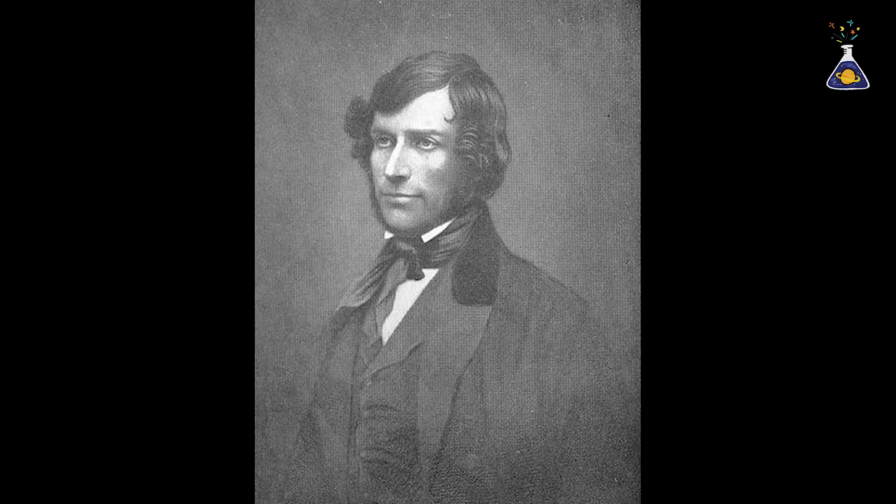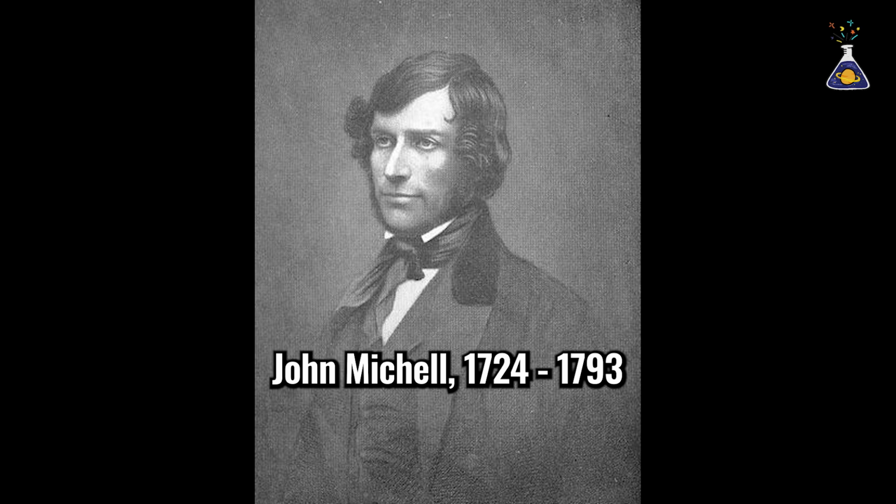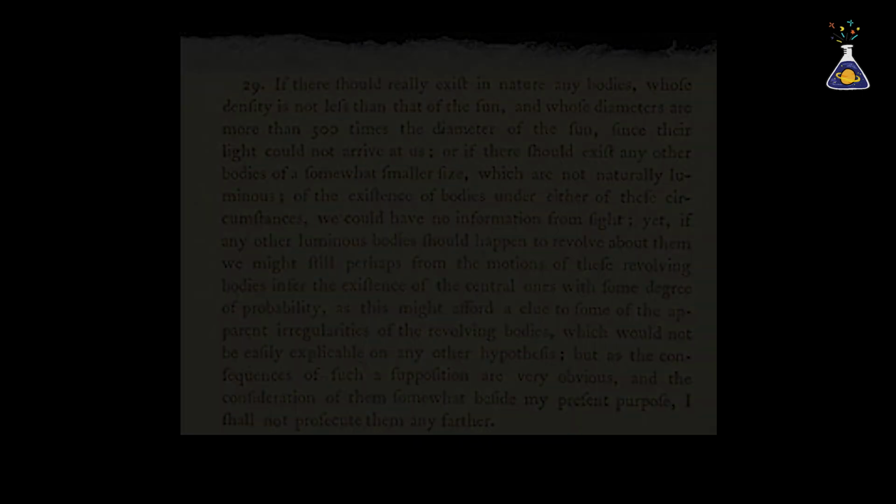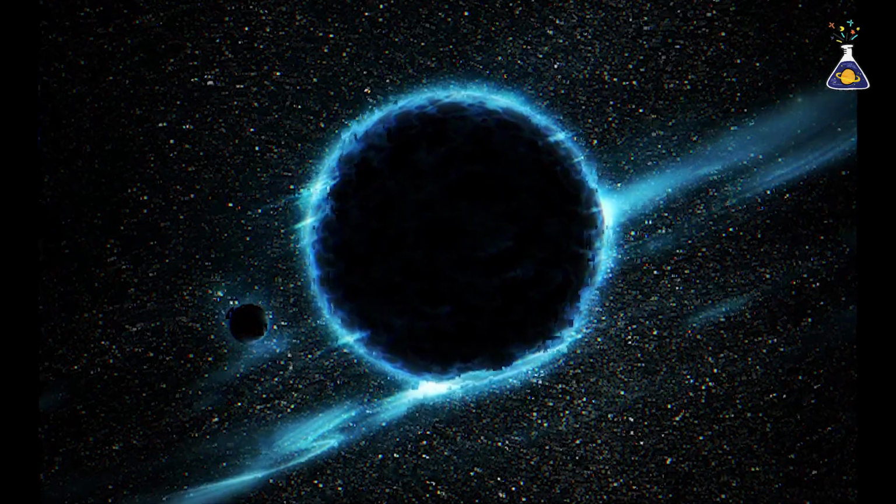In 1783, British scientist John Michell sent a letter to the Royal Society. The letter proposed that a celestial body with the same density as the Sun, but a diameter over 500 times larger, would trap even its own light due to its immense gravity. The idea would later come to be known as a dark star.